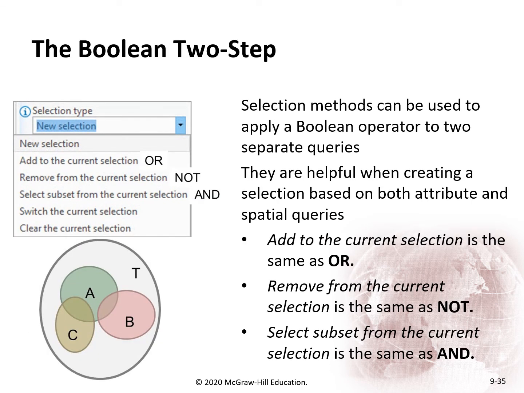Talk about the two-step. So the selection methods can be used to apply a Boolean operator to two separate queries. This is helpful if you're trying to create a selection based on both attributes and spatial queries. So you could do, for example, an attribute query to select a subset, and then do a spatial query from those selected features. They call it the two-step because you're not trying to combine all your analysis into one single process step. You're breaking it up into, I'm going to do this, and then I'm going to do that to it.